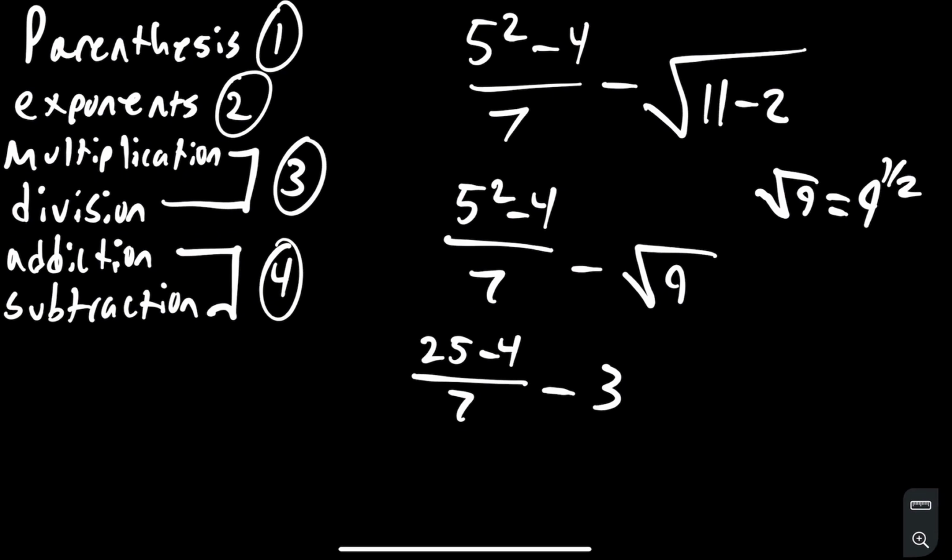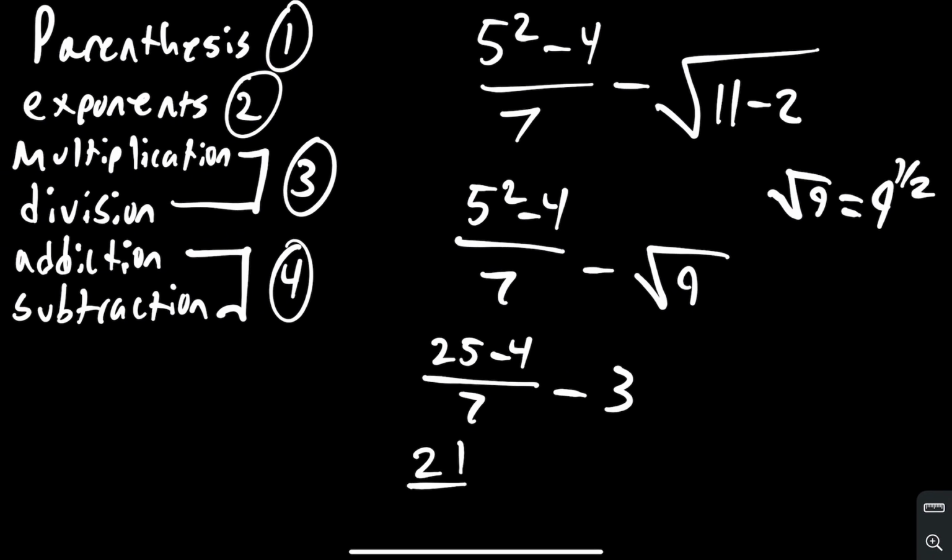So 25 minus 4 is going to give you 21, and then carry the 7 minus 3. Then 21 divided by 7 is going to give you 3. And then we carry the minus 3. 3 minus 3 is going to give you 0.